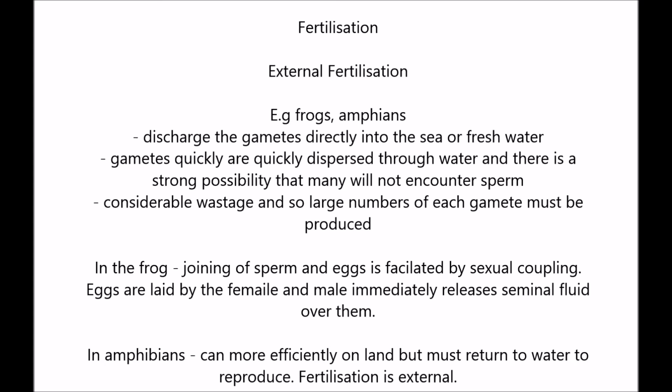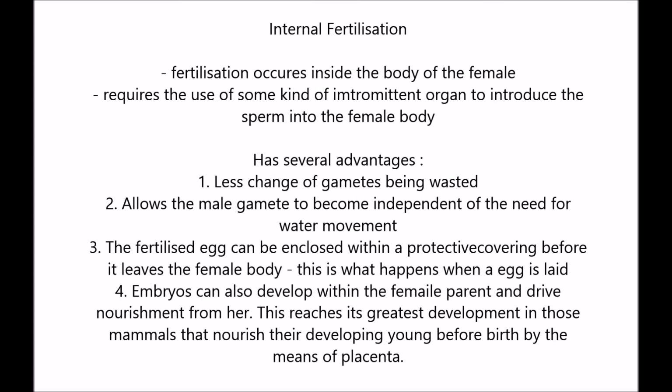In the frog, the joining of sperm and eggs is facilitated by sexual coupling. Eggs are laid by the female, and the male immediately releases seminal fluid over them. In amphibians, these can move efficiently on land, but must return to water to reproduce. Fertilisation is external. Internal fertilisation.